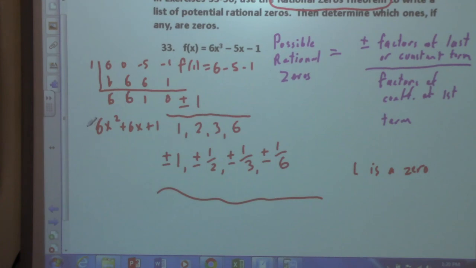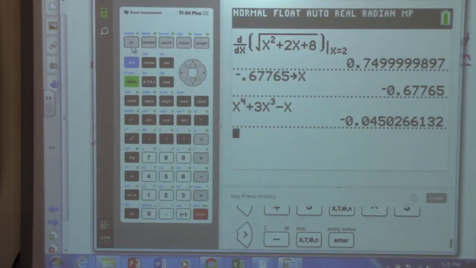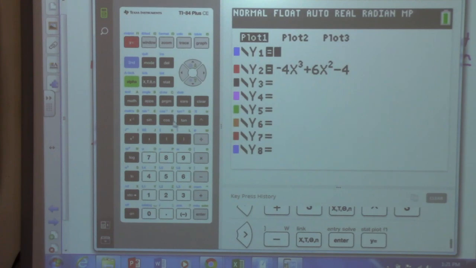And it may not be readily apparent to you, but this one here has no real zeros. Does that make sense? Yeah, because it's a parabola. This one here is what we got by using synthetic division. It's a positive parabola, so it goes up and the y-intercept is above the x-axis. Yeah, mm-hmm. Yeah. So 6x squared.